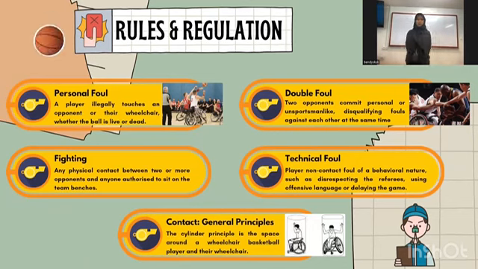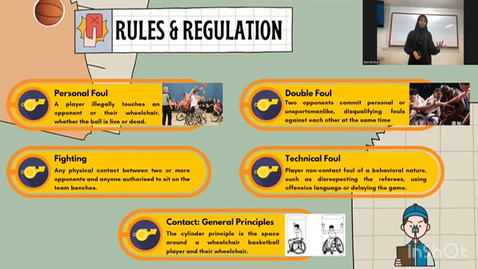So I'll explain about the next rules and regulations. So we have 5 fouls, which are personal foul, double foul, fighting, technical foul, and contact. Firstly, I will explain about contact, which is general principle fouls. Based on the picture we put, do you know what general principle fouls are? No. So in contact general principle, we put the cylinder principle. What is the cylinder principle? The cylinder principle is defined as the space within an imaginary cylinder occupied by a player and his wheelchair on the floor.